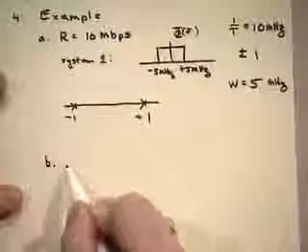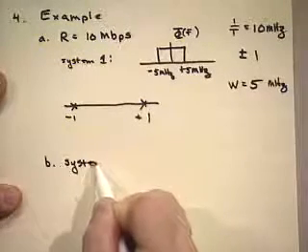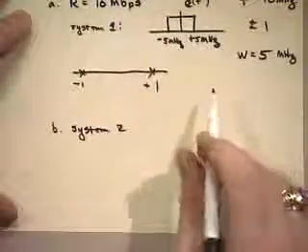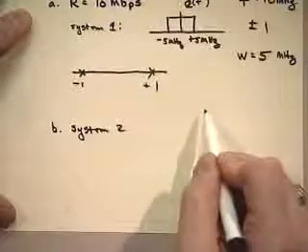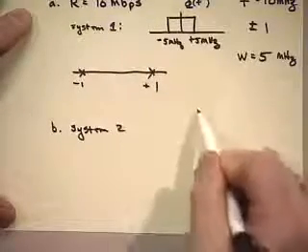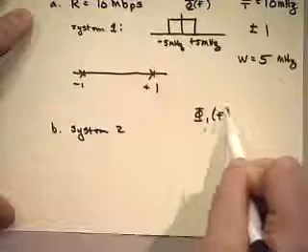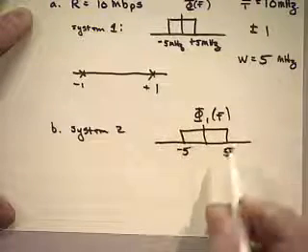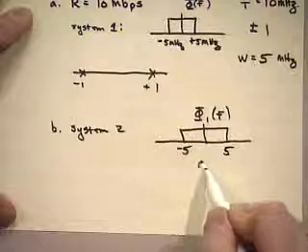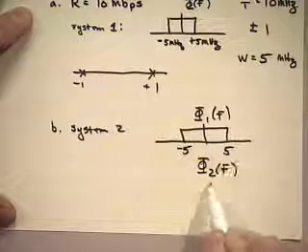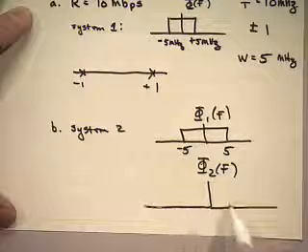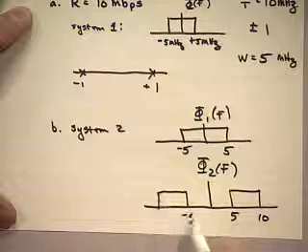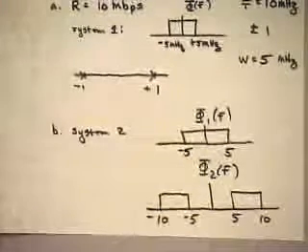System 2 is going to have two basis functions in it. The first one is going to look just like this one above, phi 1 of f between minus 5 and 5 megahertz. But phi 2 of f is going to look like this, where it goes from 5 to 10 for positive frequencies, and from minus 5 to minus 10 for negative. Clearly, those two basis functions are orthogonal.